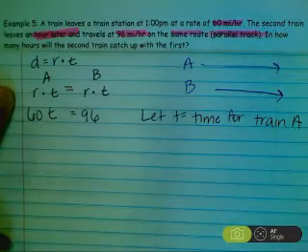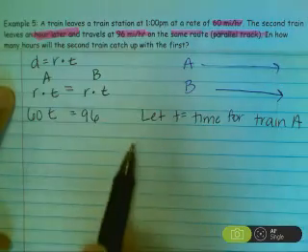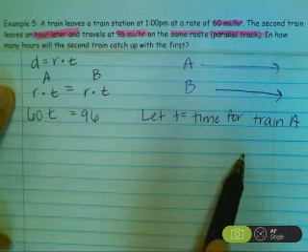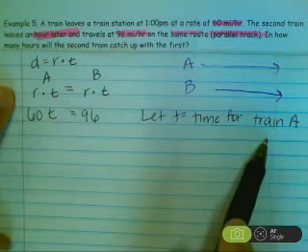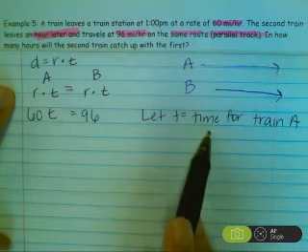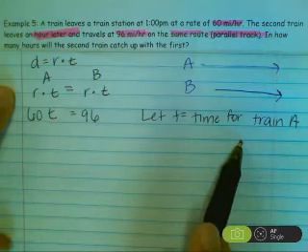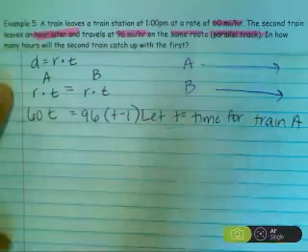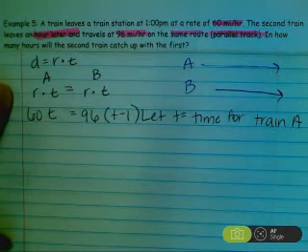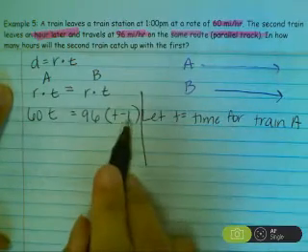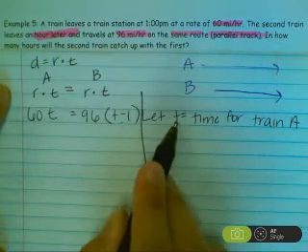On the right side of the equation, I need to figure out what my time for train B is going to be. I know that train B leaves an hour later. So if train A travels for 4 hours, that means that train B is only going to travel for 3 hours because it leaves an hour later. So if I take my time for train A and subtract 1, I'm going to get my time for train B. So inside the parentheses, I'm going to put T minus 1 because T is train A's time.